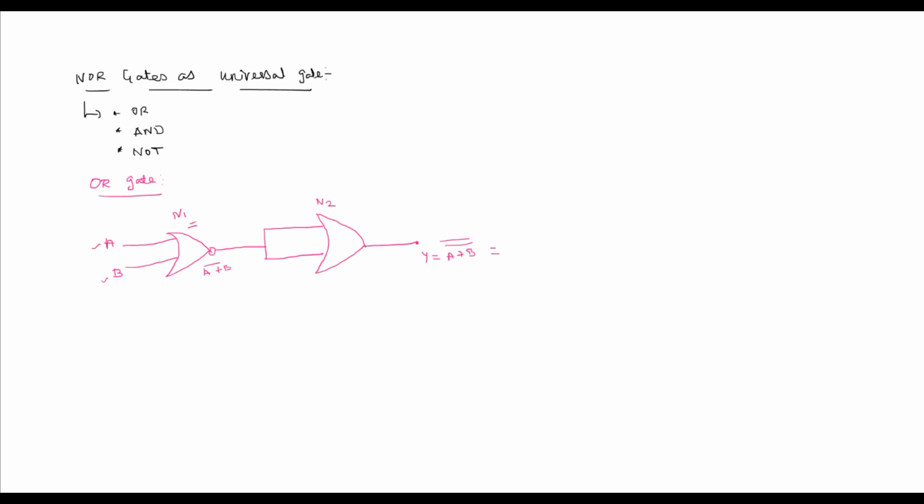Then finally, what is the rule from Boolean algebra? A double bar can be written as A. The same formula applies here. So now A plus B.